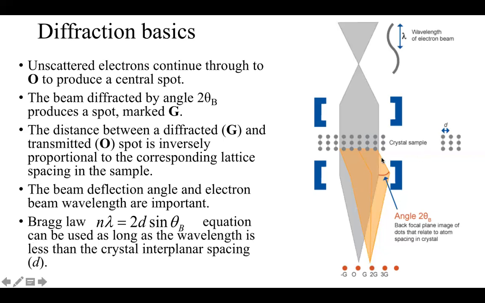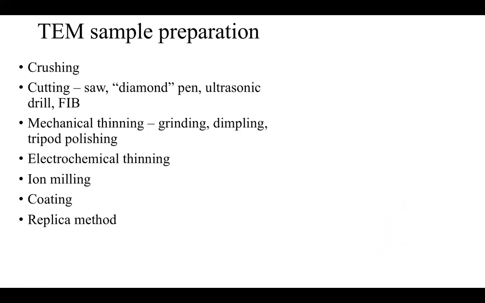So once you know the deflection angle and the wavelength, you can use the Bragg's law equation and find the d, which is the crystal interplanar spacing. TEM sample preparation is somewhat critical or crucial compared to the SEM, because for SEM we just pop it in. If it is non-conducting, we coat it with gold or platinum or carbon, and then we image it. But for the TEM, you got to make sure that you obtain a very thin sample.